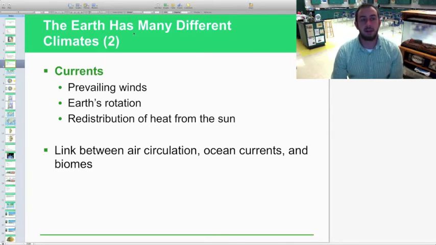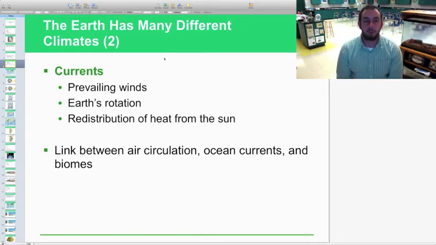Earth has many different climates because of currents. And there's a couple that we talk about here. One of them is prevailing winds, winds that are coming on a regular basis. That's basically what prevailing winds mean. They're always coming on a regular basis. And a lot of those are driven by Earth's rotation. As the Earth rotates on its axis, it causes those winds to go in a certain formation.